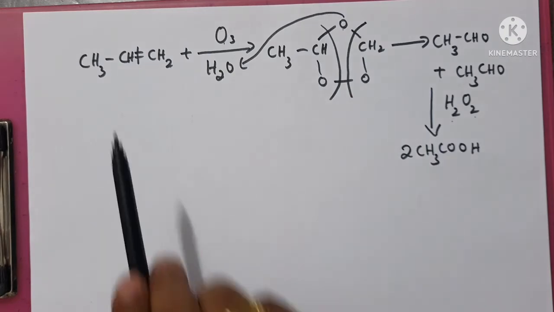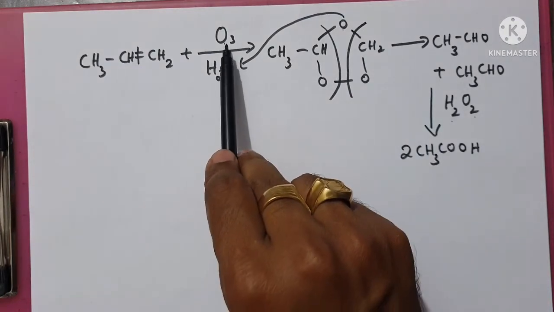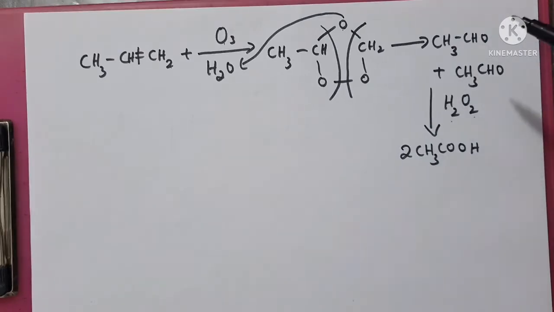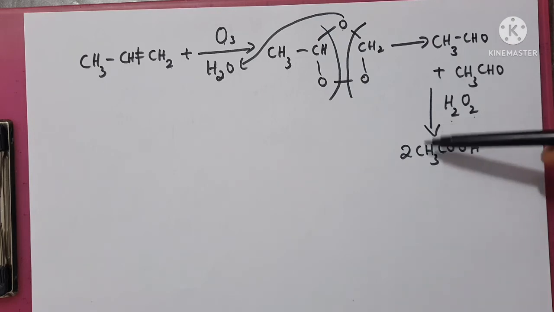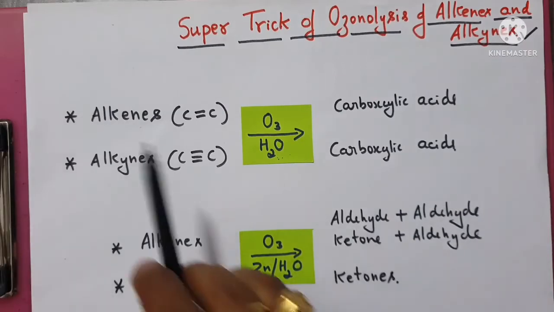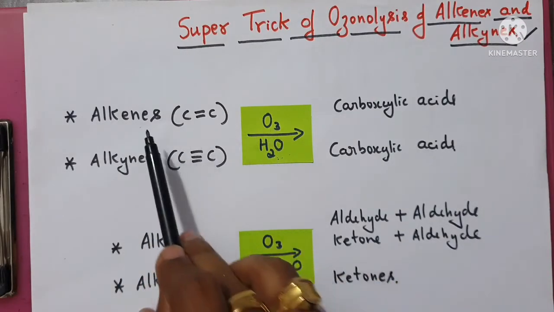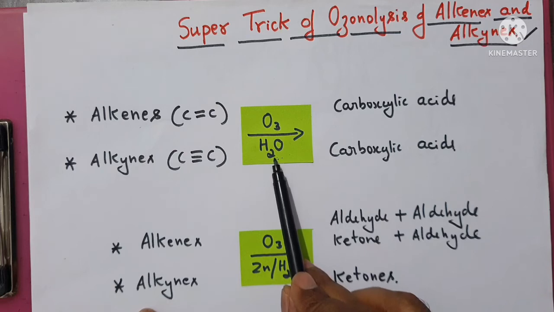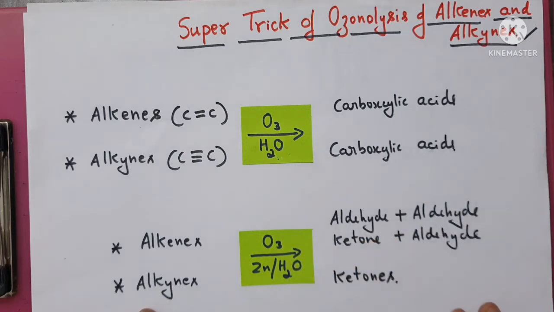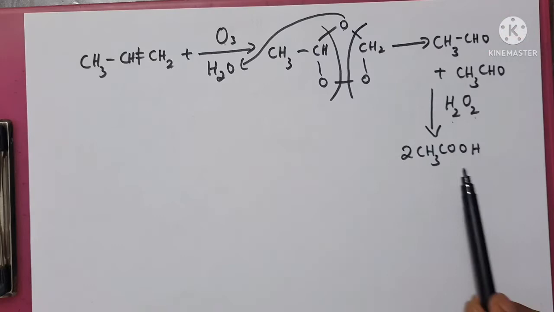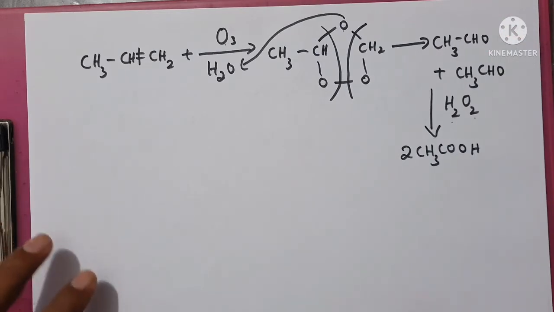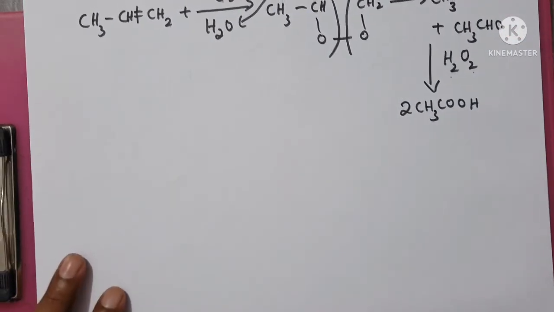I told you, when alkenes are in the presence of ozone and water, it becomes aldehydes. Again, these aldehydes are oxidized by hydrogen peroxide to become carboxylic acids. I just shared a chart where I told you that whenever you add ozone to alkenes only in the presence of water, carboxylic acids are formed. Yes, carboxylic acids are formed here. Let me take one more example so that you can understand it still better.